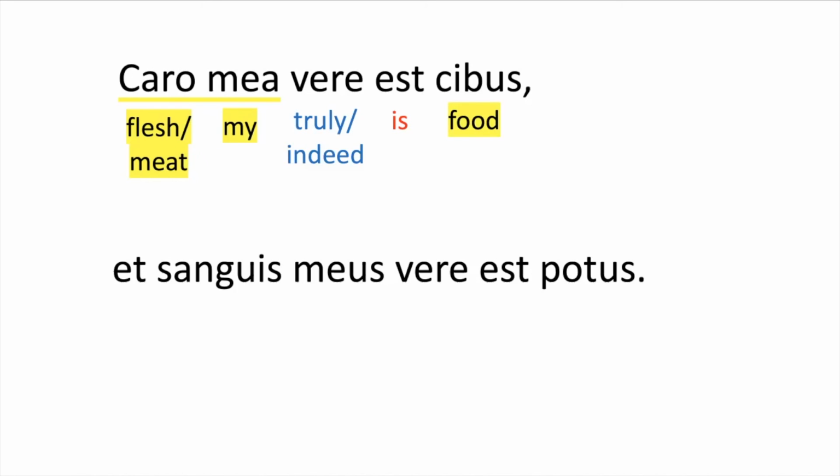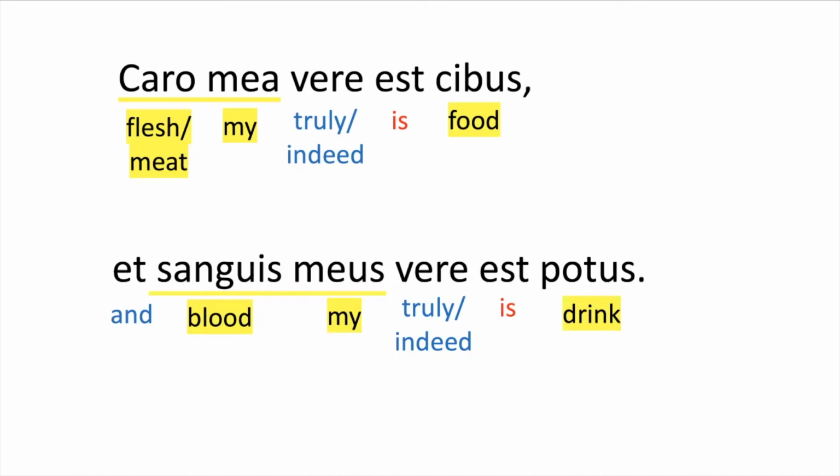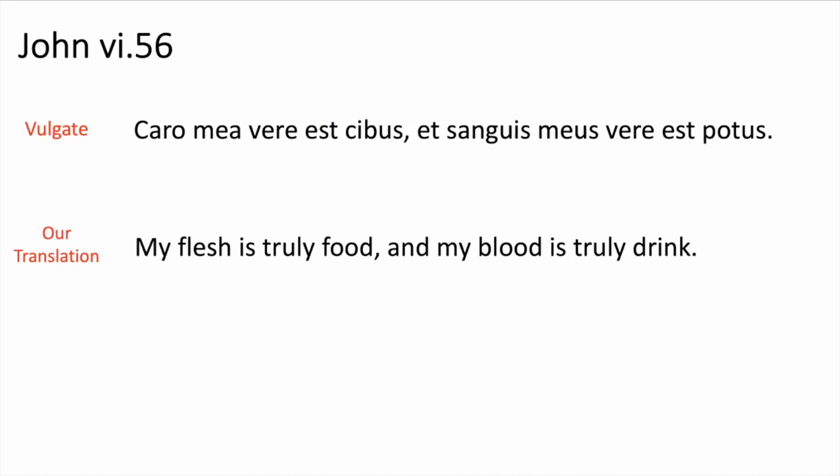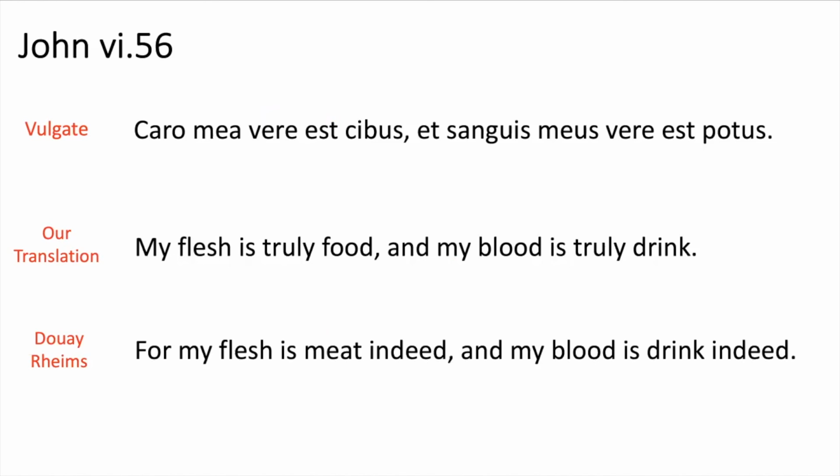Et sanguis meus vere est potus. Et, there it is again, and sanguis meus, so my blood, vere est potus, so again, truly or indeed, est is, potus, you can think of the English word potable. If something's potable, you're able to drink it. So that is drink. So that was easy, huh? That was a good one. So my flesh is truly food and my blood is truly drink. And again, this is nothing official. So let's take a look at the official translation. For my flesh is meat indeed, and my blood is drink indeed.